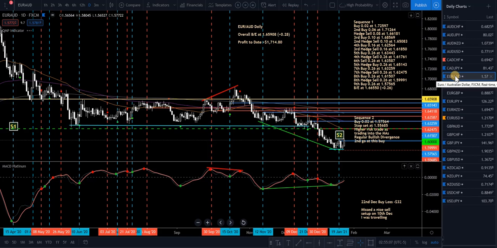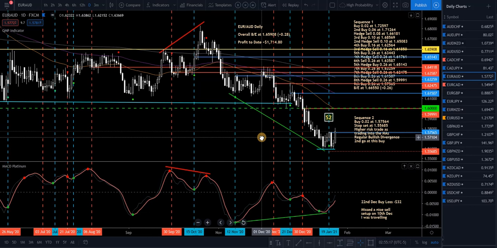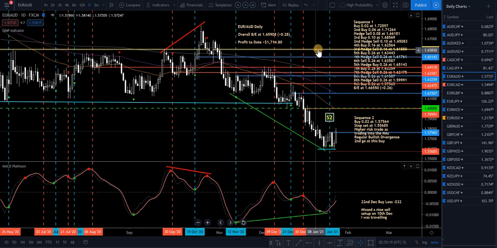Euro Aussie, another one that's got a few sequences, starting back here, sequence 1. Make it a bit bigger. Yeah, it's better. So there's my overall break even. Don't worry about that too much. Making good profit, 1,700.14 on this, so it's not too bad. Yeah, so making some good money. It's an old sequence like a lot of them, but let's concentrate on sequence 2, which is this buy in here.